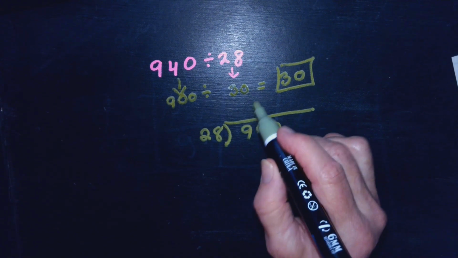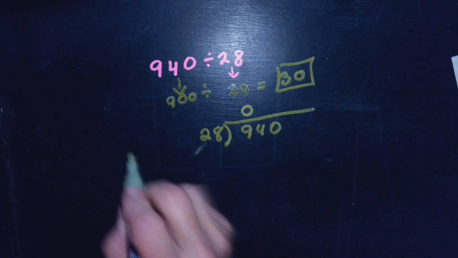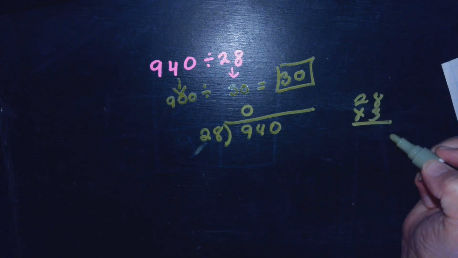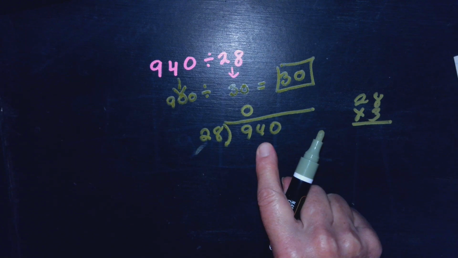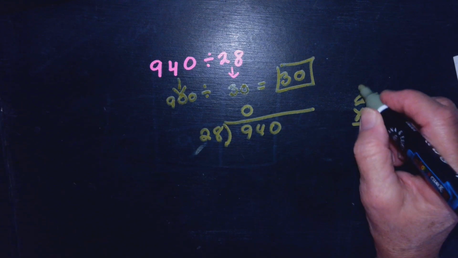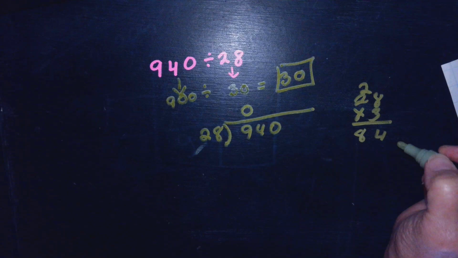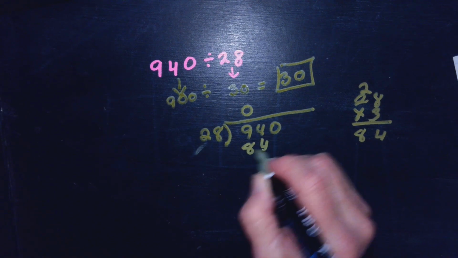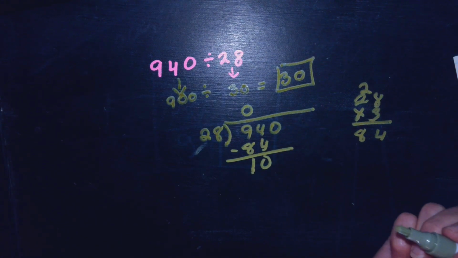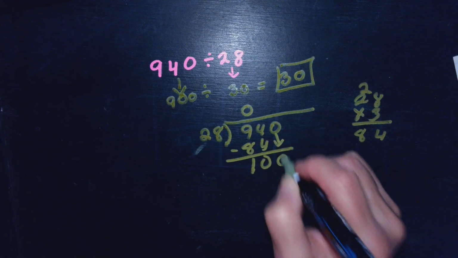So we know that 28 does not go into 9. So let's take 28 and multiply it by 3 to see how close to 940 we get. So 8 times 3 is 24. 3 times 2 is 6, plus 2 is 8. We get 84. If I subtract, I get a remainder of 10. Can I have a remainder of 10? Absolutely. So bring down your 0.